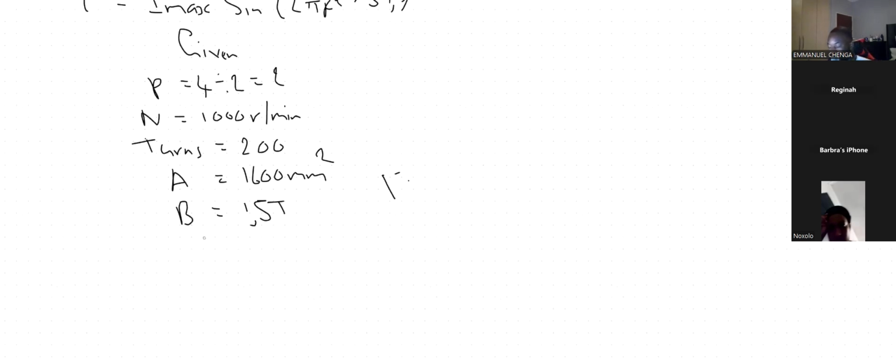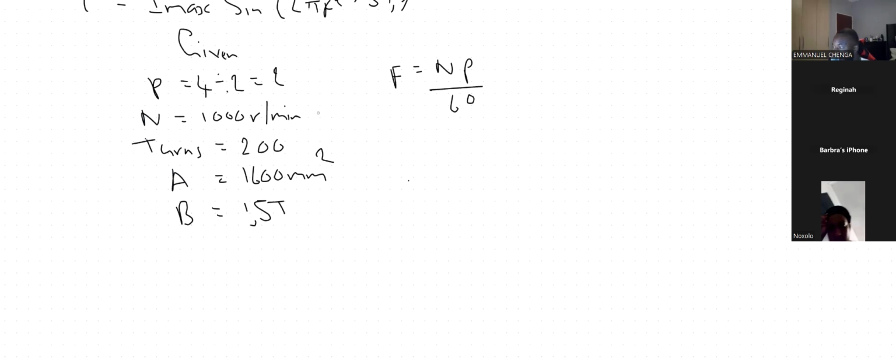So on A, they want you to find the frequency. How do we find the frequency? I said to calculate your frequency, I can use NP divided by 60. Why am I dividing by 60? Because I'm given the rev, which is the rev per minute.